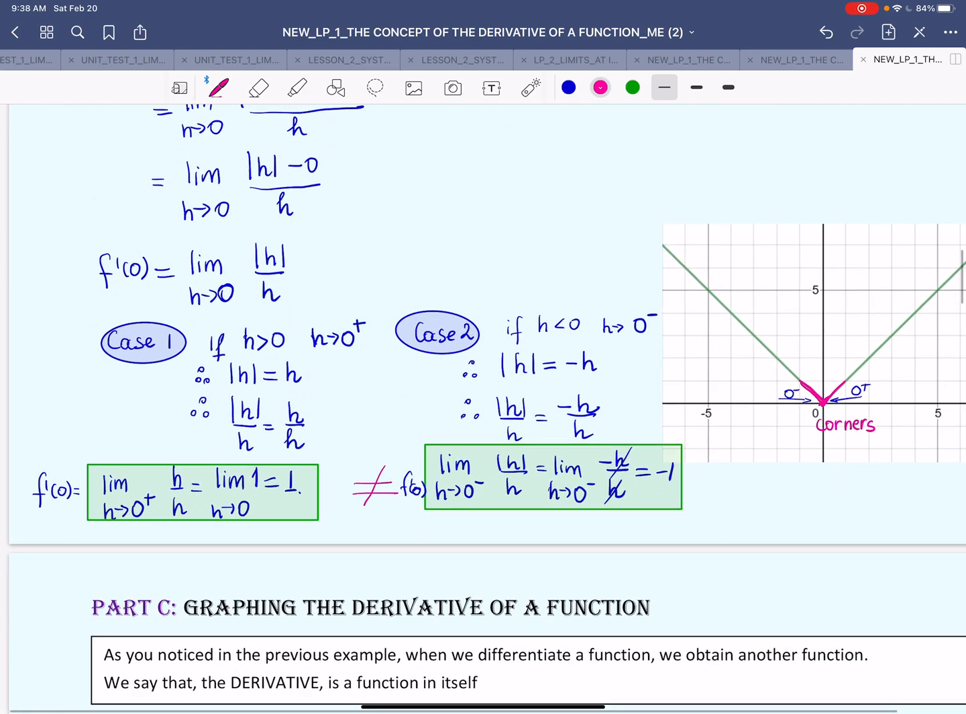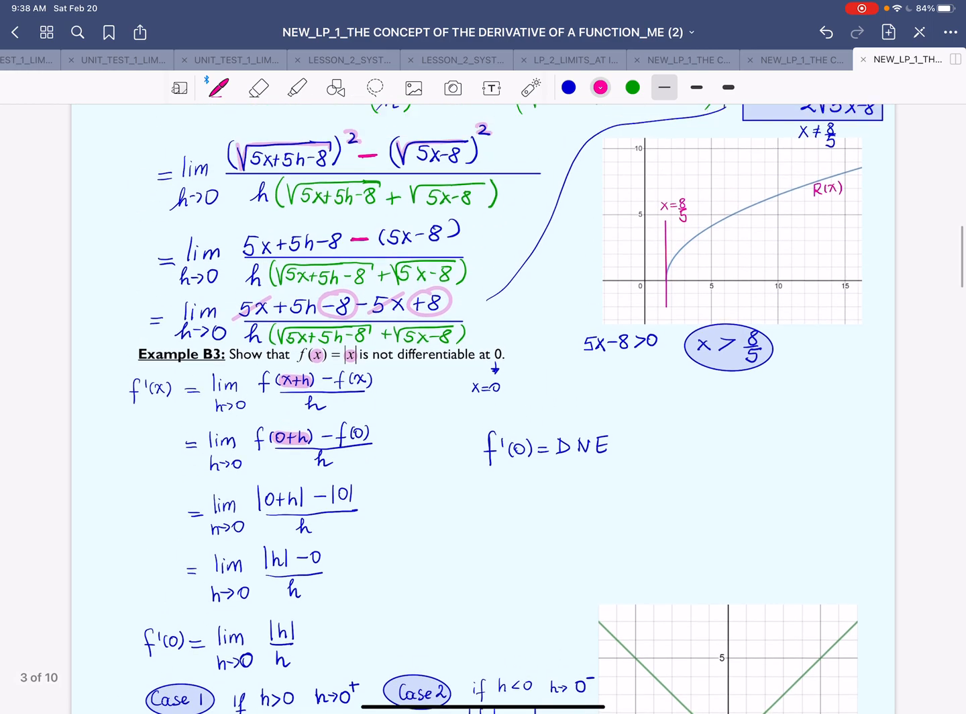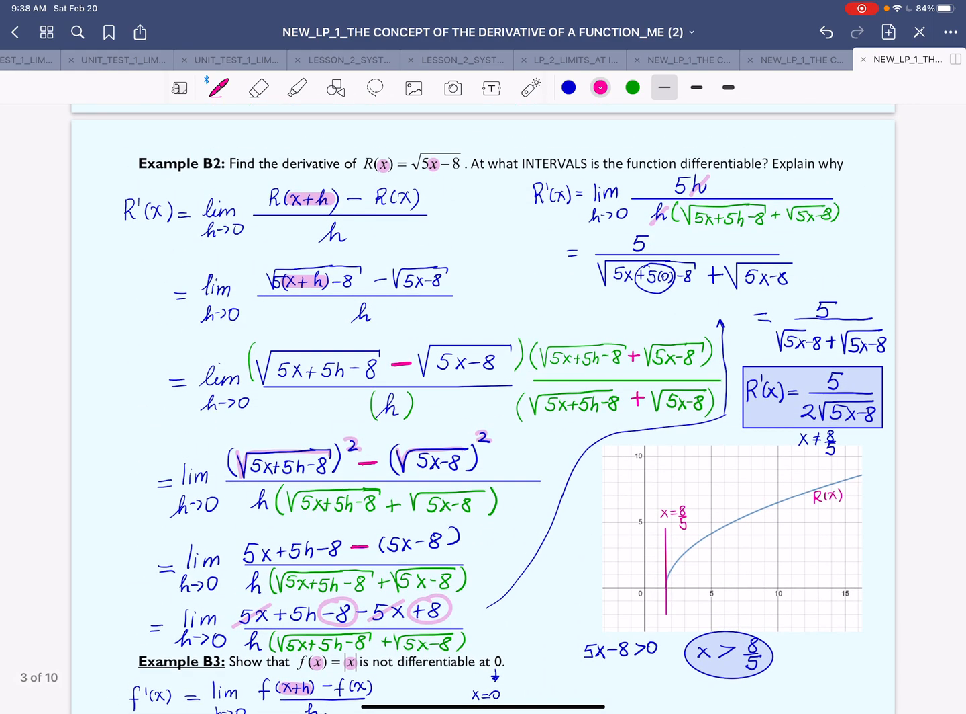Okay, so this is the first part of lesson 1, the derivatives. And I hope you enjoyed the lesson, and I hope that you made something out of it, and saw the connection between how the derivative can actually appear in various functions.